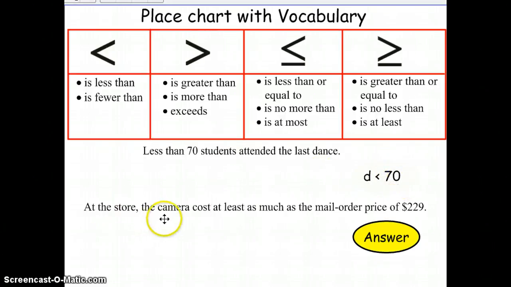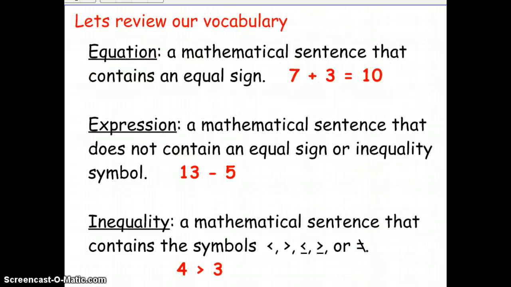At the store, the camera cost at least as much as the mail order price of $2.29. So it's going to cost at least that much, but it can cost more than $2.29. So we would write it as the cost is greater than or equal to $2.29. It can cost $2.29, but it could also be greater than that as well.